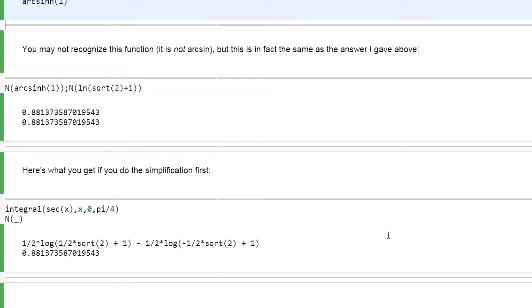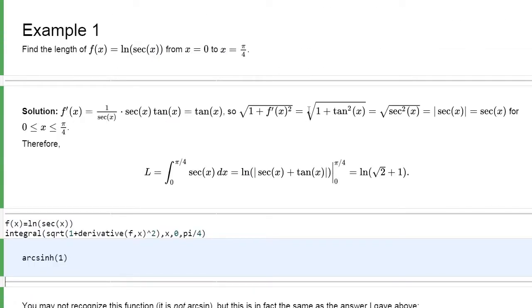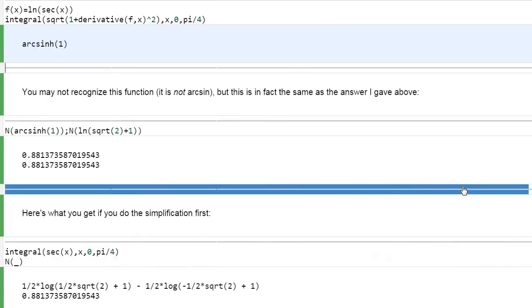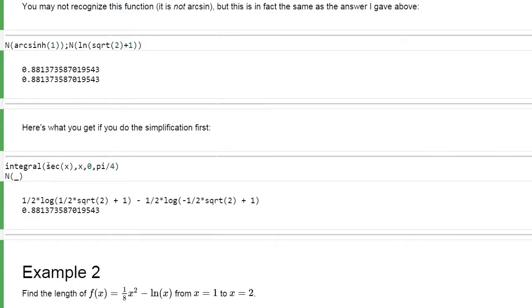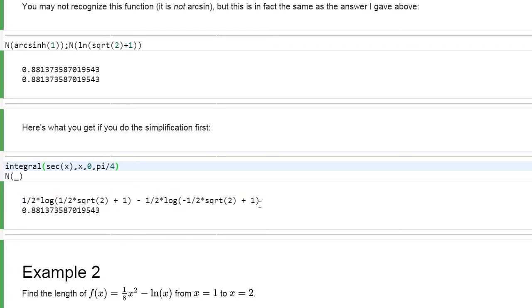Here's what happens if you simplify first. All the work we did up here to simplify this down to secant, if you do that yourself and just integrate secant, this is the answer that Sage gives you, which is also the same number, though it looks quite a bit different. Not sure exactly how things turned out that way, but we could probably simplify this if we did some algebra on that thing and it would work out.